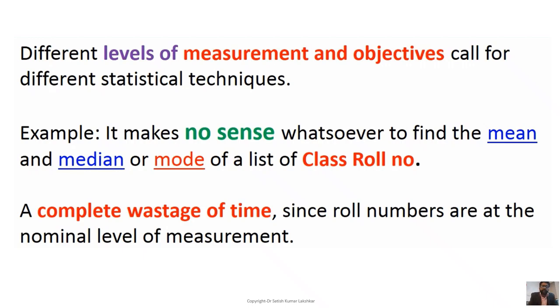If we have a list of roll numbers, the list is not useful for us. We can't make any conclusion out of the roll numbers or the names of the students. If we have the scores, then we can get some conclusion. It is a complete wastage of time, since roll numbers are at the nominal level of measurement. The roll number or even the name, they are at the nominal level of measurement. So in such a scenario, it is very difficult to calculate the mean.